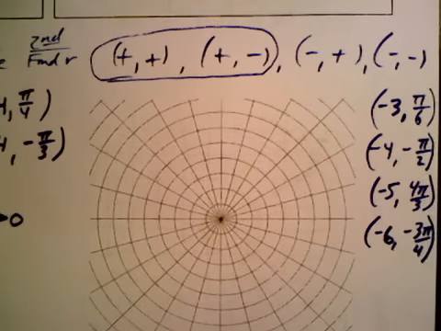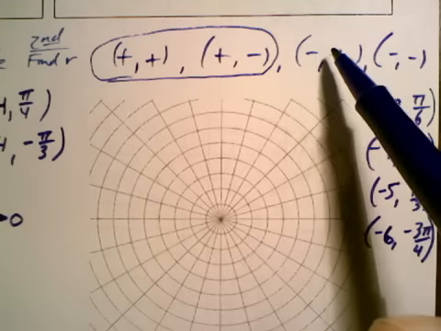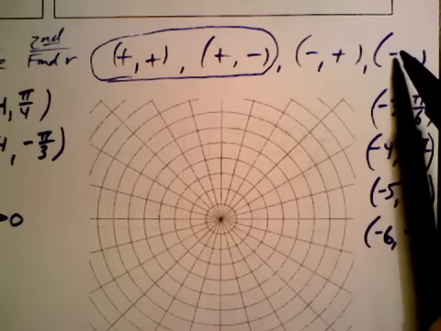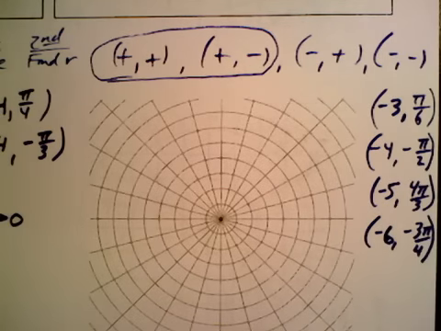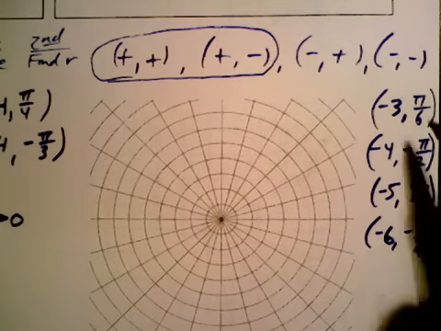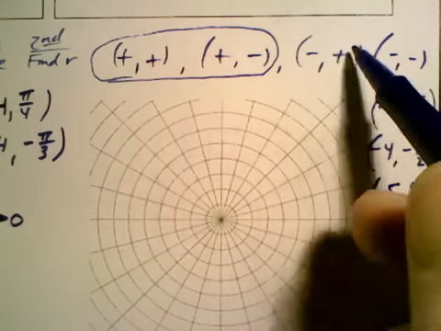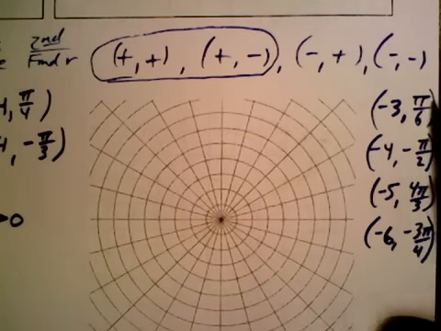And then you also have to be able to plot the points in the polar plane when the r is negative and the theta is positive, or when the r is negative and the theta is negative as well. So I have examples of those here, and I'll show you how to do a couple of these, and I want you to do a couple of them on your own. So let's start with the negative positive. Negative 3 comma pi over 6.